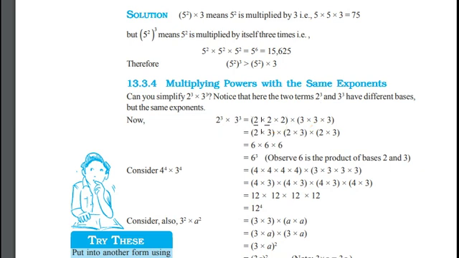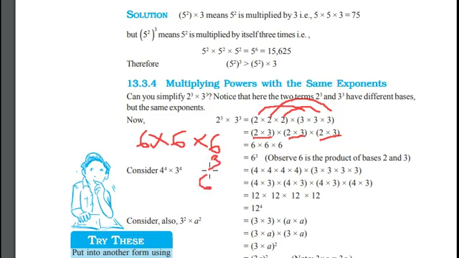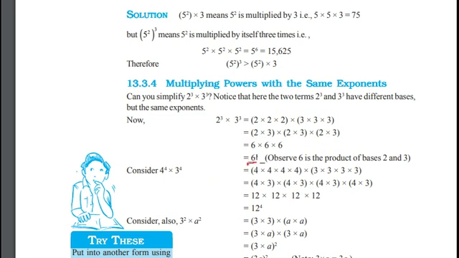Now what we will do is we will group differently: 2 times 3 grouped as one, into 2 times 3 grouped as one, into 2 times 3 grouped as one. 2 times 3 is equal to 6, and finally 6. 6 is repeated 3 times. We can write this as 6 to the power of 3.